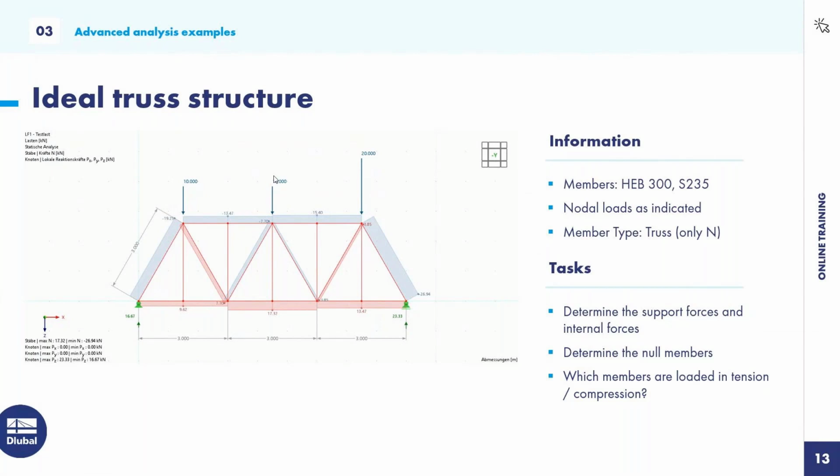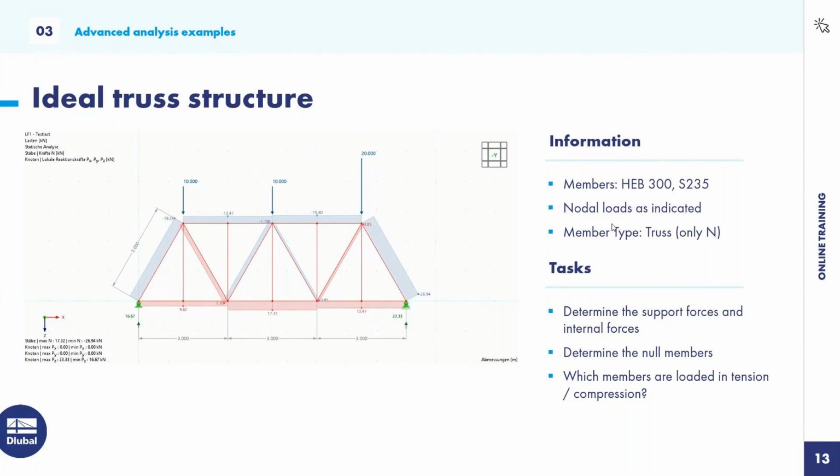Then we only have applied loads on the nodes between members. So we don't have any intermediate loads or uniform member loads. Even the self weight of the members is neglected. And these assumptions lead to a truss structure that is only loaded internally with axial forces, and we will try to model that in the next couple minutes.